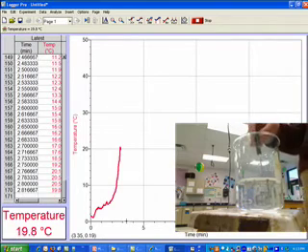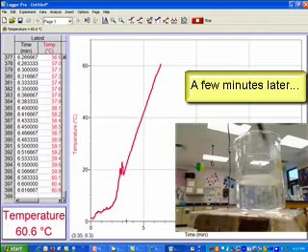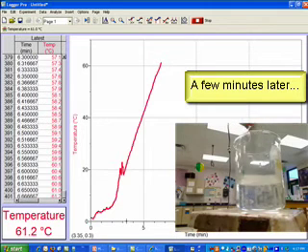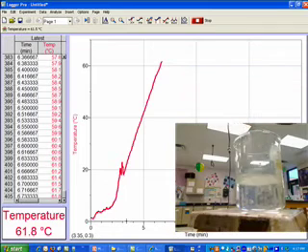All right, what do you think? Well, Mr. Sams, here we are again. It looks like you're continuing to stir that. We're about 6 minutes, 7 minutes in, something like that. Yep. And it looks like the temperature is continuing to rise.